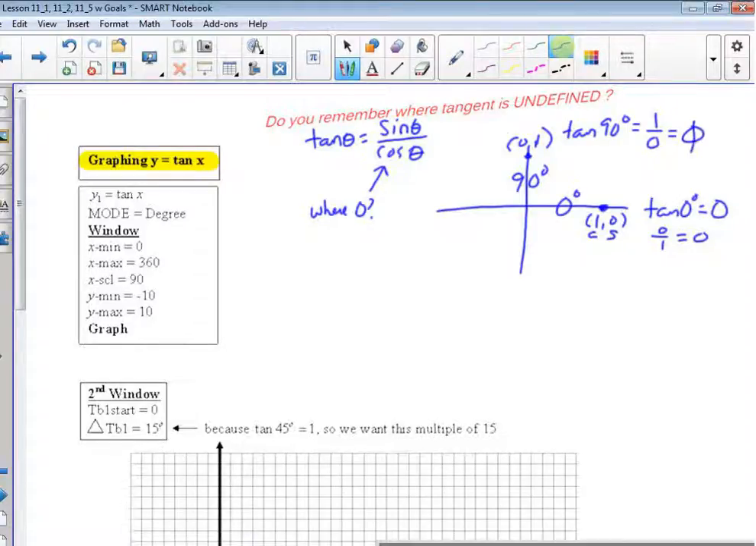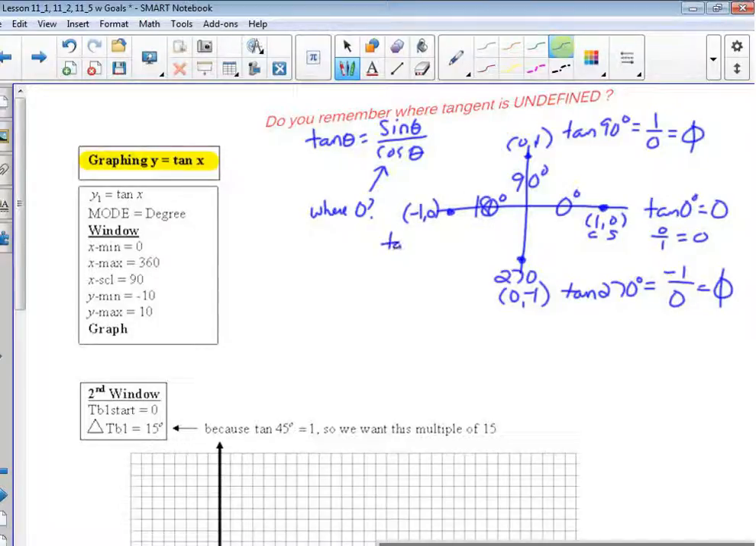which is undefined. So it's also going to be undefined at 270, which is 0, -1. So the tangent of 270 is -1 divided by 0, which is undefined. And at 180 degrees, we again get the tan of 180 is 0 divided by -1, which is 0. So we are undefined at 90 and 270.